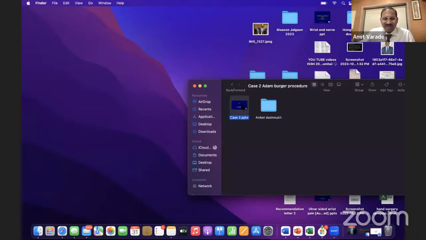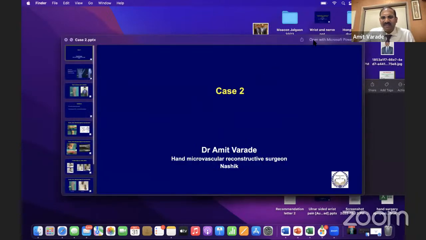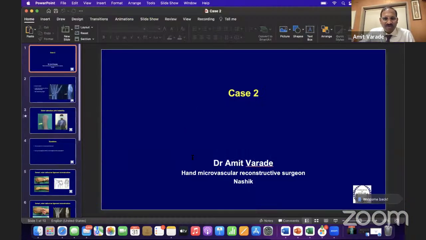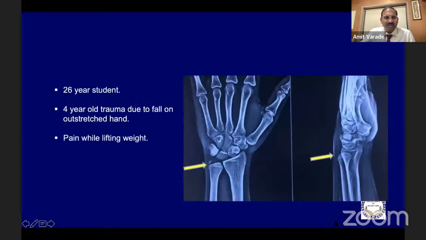Another, second case. As Binu sir was mentioning about this procedure.